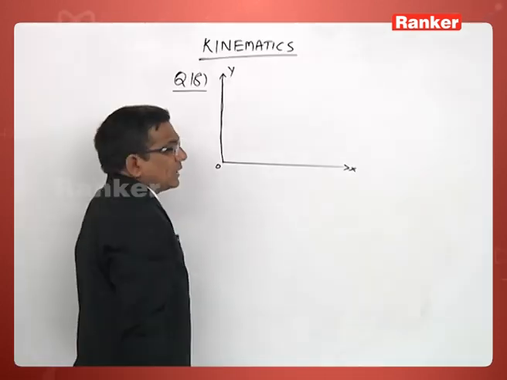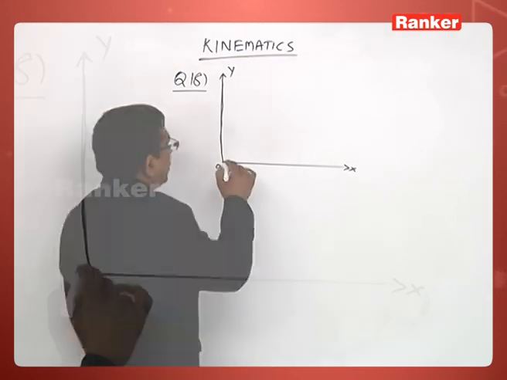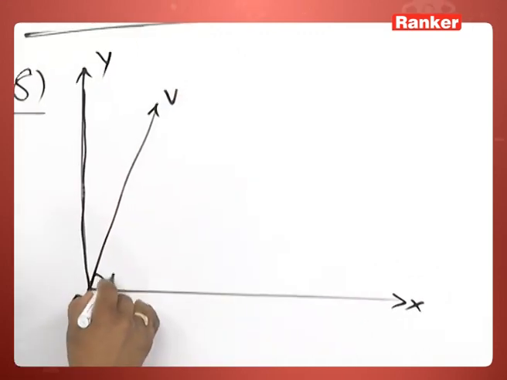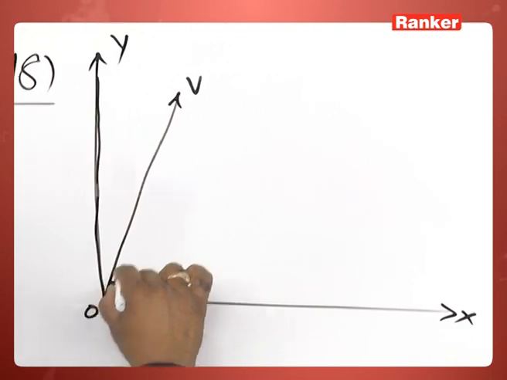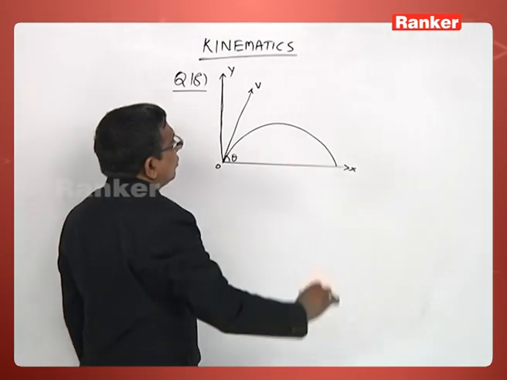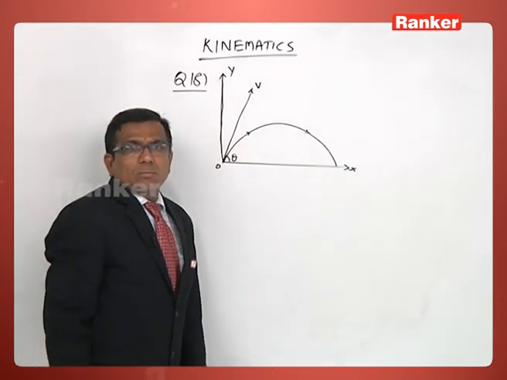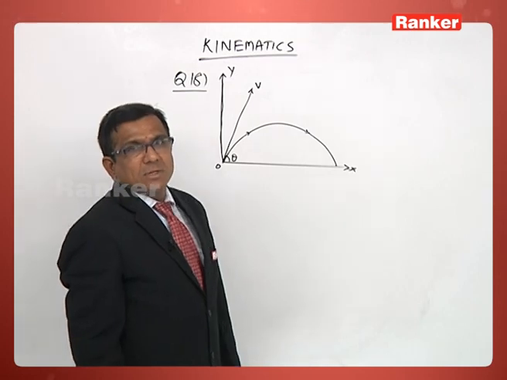Divide the plane into two planes, x plane and y plane. It is projected from here with a velocity v at an angle theta with the horizontal. Then you know the trajectory is a parabola. So, the path is like this. It strikes the ground in a parabolic path. Now, what do you want in this problem? The speed of the projectile when its direction of motion makes an angle beta with the horizontal.